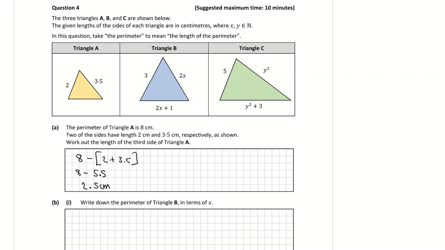B part 1. Write down the perimeter of triangle B in terms of x. So how do we get the perimeter of triangle B? We add up the three sides. So I'm going 3 plus the other side, which is 2x, plus the third side, which is 2x plus 1. I'm then going to group like terms. I put the 3 and the 1 together, which gives me 4, and the positive 2x and the positive 2x together to give me 4x. So the perimeter of triangle B is 4 plus 4x, or 4x plus 4. It's the same, it doesn't matter which way you write it.